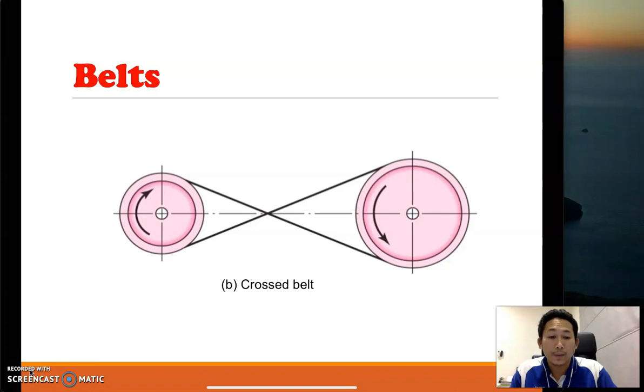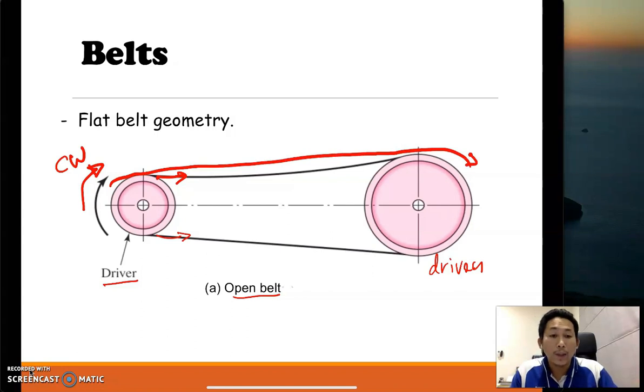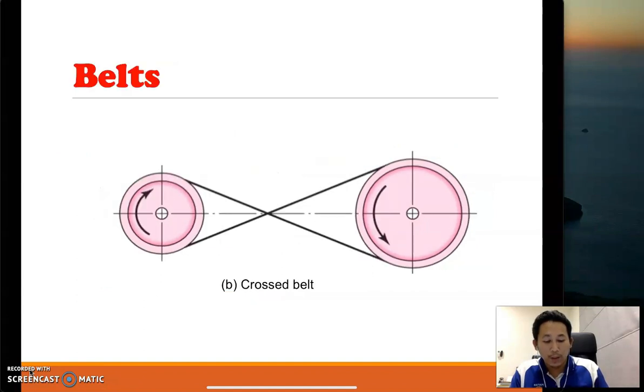This is the cross belt. From the previous, if the driver moves in the clockwise direction, so does the driven move in the clockwise direction. Okay, so the cross belt is the opposite of the open belt. The opposite, because the driver and driven are not in the same direction.